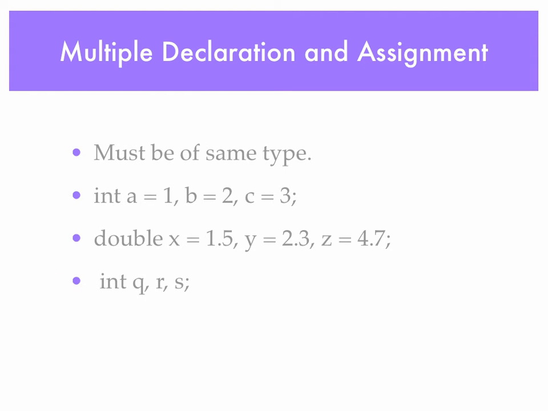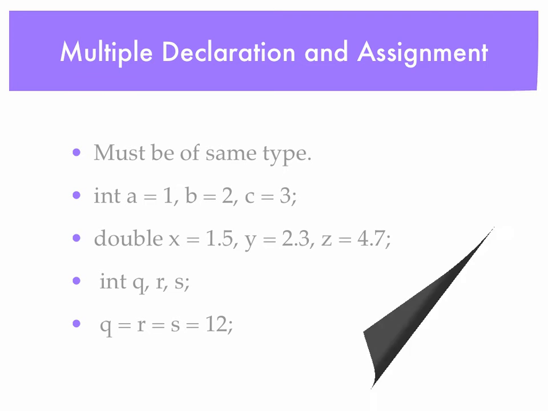Here I would like to put into the spaces Q, R, and S the same value. I declare a variable Q, a variable R, and S, all of type int. Here I put into those spaces the same value, 12. 12 is stored into S. What's in S is stored into R. What's in R is stored into Q. Evaluation always goes from the right to the left. So 12 stored into S, S into R, R into Q.